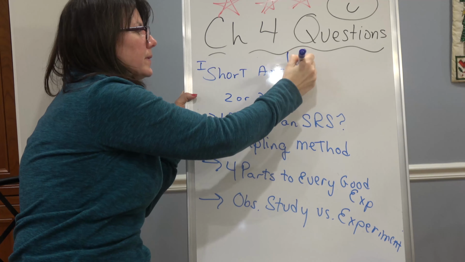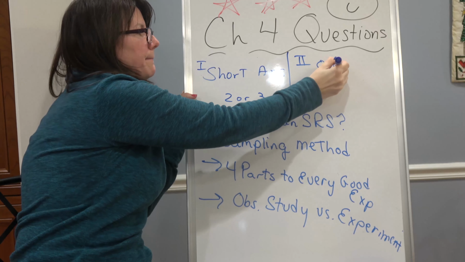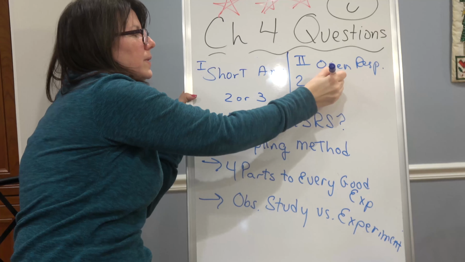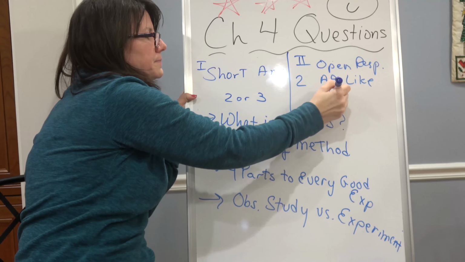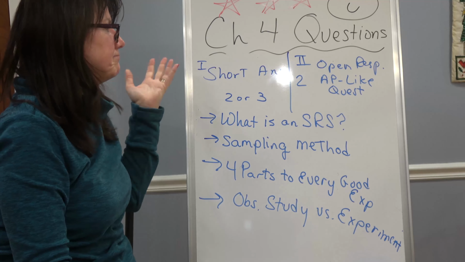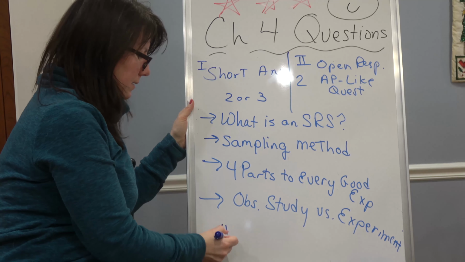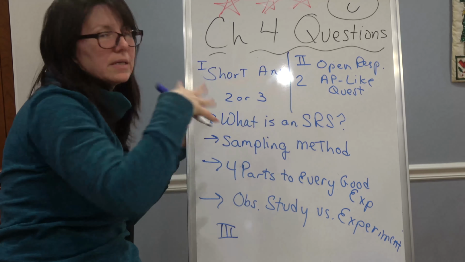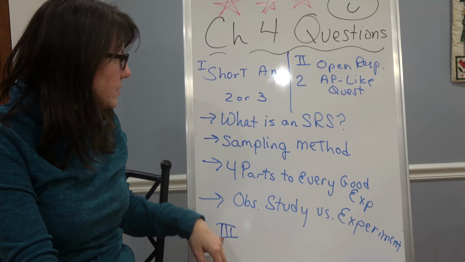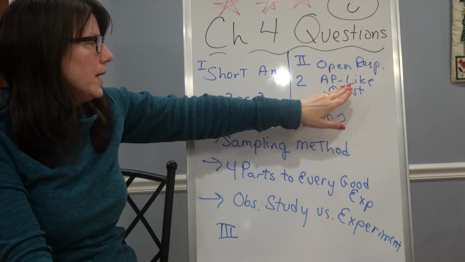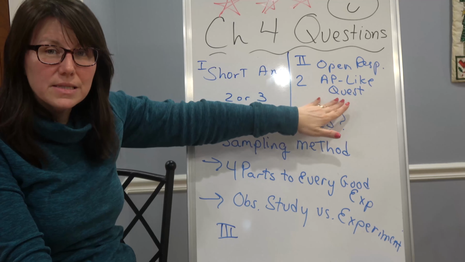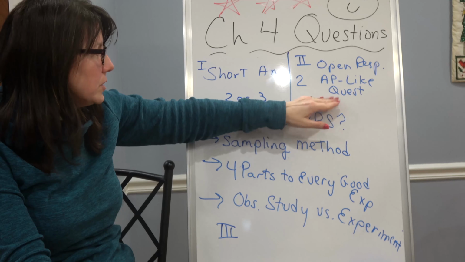And then part 2 will be open response. Okay, there will be 2 AP or AP-like questions. And these are a little bit quicker than the full AP computation questions. And these might be about experiments, about sampling, or about bias, right? Is there bias in the sampling or bias in the wording? So there'll be 2 of those.